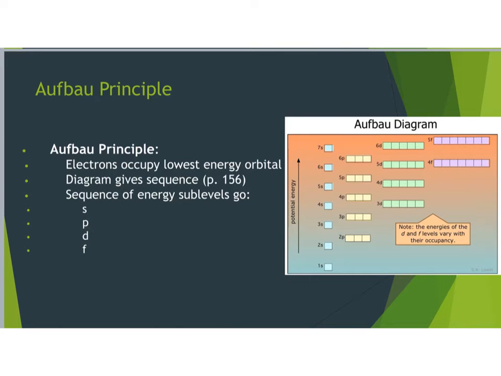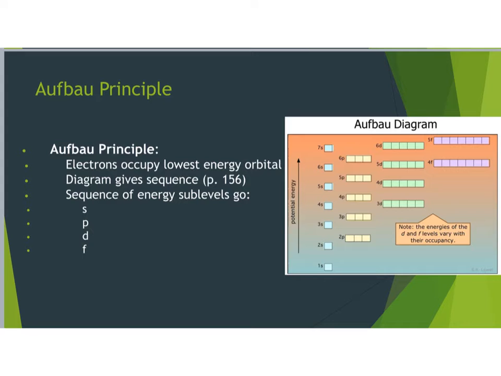This principle tells us that the electrons are going to occupy the lowest energy orbital. What we have here is an Aufbau diagram. This is nothing you have to memorize. It does show you at a quick glance how the levels and sublevels work. I will show you an easier way between today and tomorrow to figure this out. But if you see a chart like this, you should at least understand how it works.